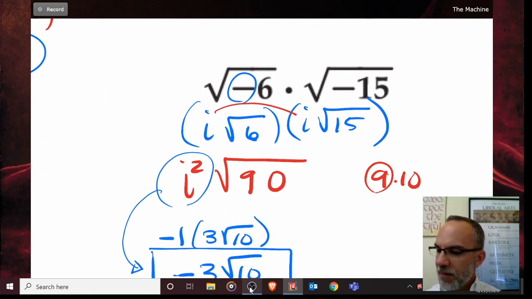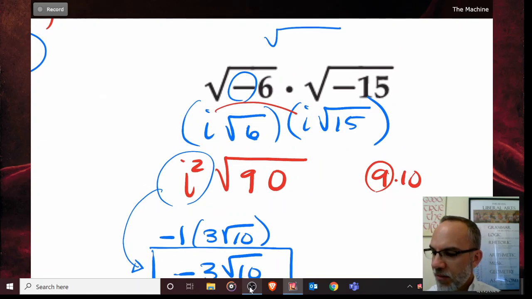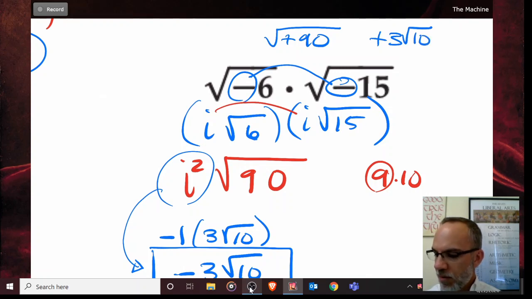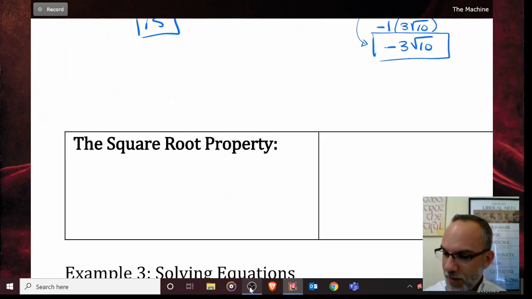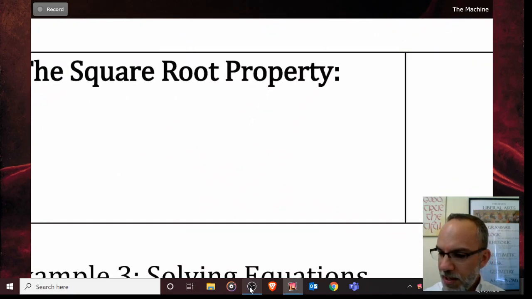If you had multiplied these straight together and gotten the positive, because a negative times a negative is a positive, positive 90, you would have gotten a positive 3 square root of 10. But it wasn't positive, it was negative. Two imaginaries multiplied together make the thing negative. So you've got to take care of the imaginaries first. Alrighty? That's pretty good.